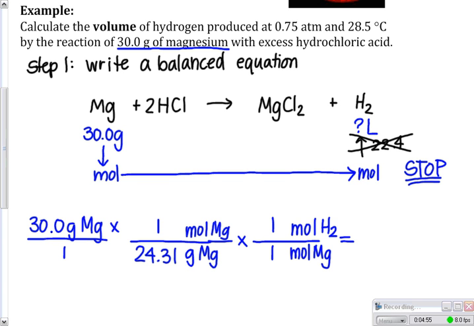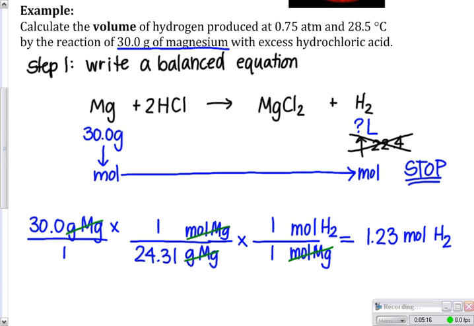Now that's where you're going to stop your math. If you look, what you've done is you've taken the grams of magnesium, gotten rid of them by turning them into moles, and then gotten rid of the moles of magnesium by turning them into moles of H2. So if you do that math with your calculator, why don't you try that now? You should get 1.23 moles of H2.